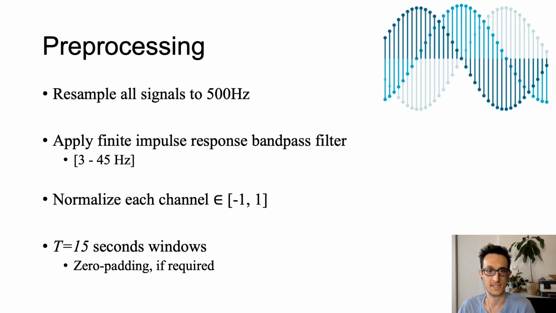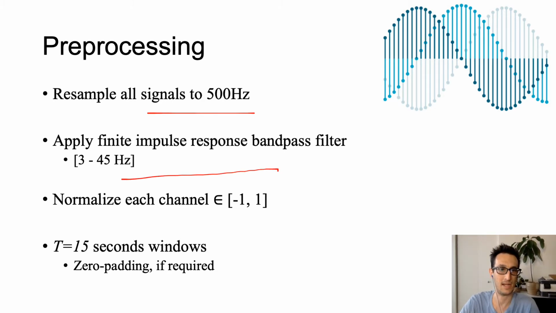So to pre-process the signals, we first resampled every signal to 500 Hertz. This is because the sampling rate differed based on where the data came from. Then we applied a bandpass filter ranging between 3 and 45 Hertz, and these values have been defined as appropriate for the cardiac abnormalities that we're interested in detecting. We also do normalize each of the recordings as well. So for every channel, we normalize a signal to be in the range of -1 to 1.